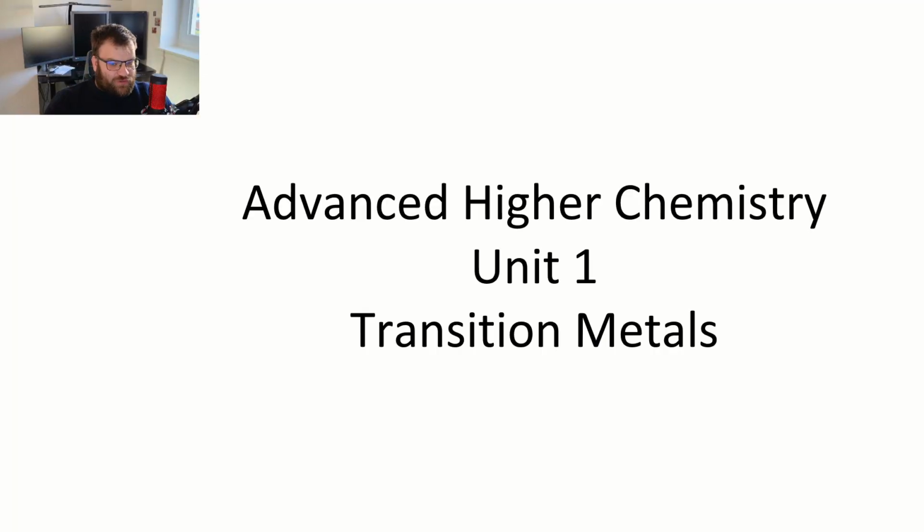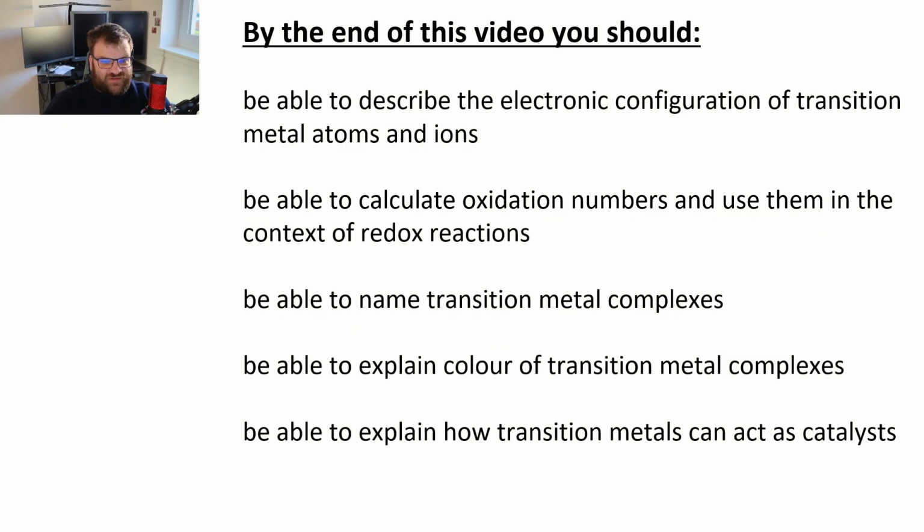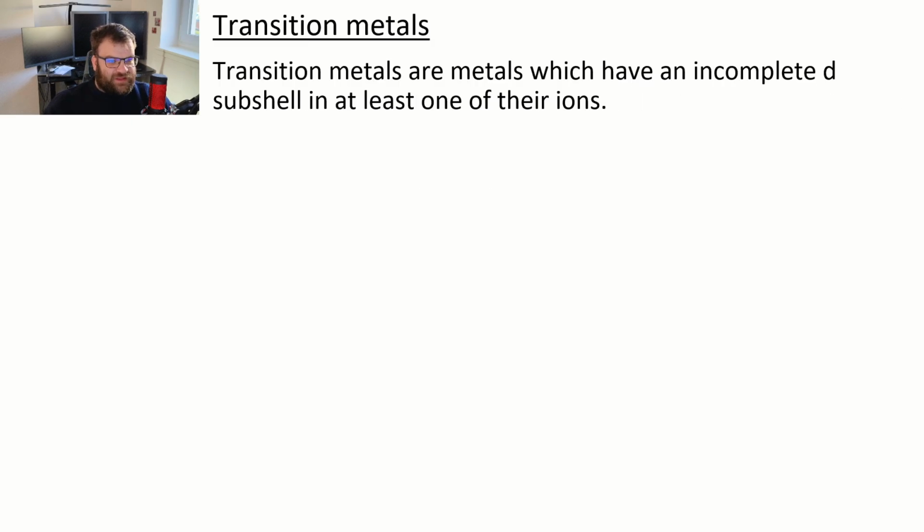In this video, I'll talk through the Advanced Higher Chemistry Unit 1 Transition Metals topic. At the end of this video, you should be able to describe the electronic configurations of the transition metal atoms and ions, be able to calculate oxidation numbers and use them in the context of redox reactions, be able to name transition metal complexes, explain the colour of those transition metal complexes, and explain why transition metals are able to act as catalysts.